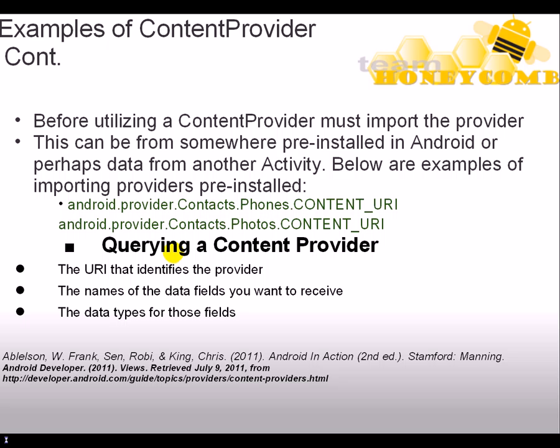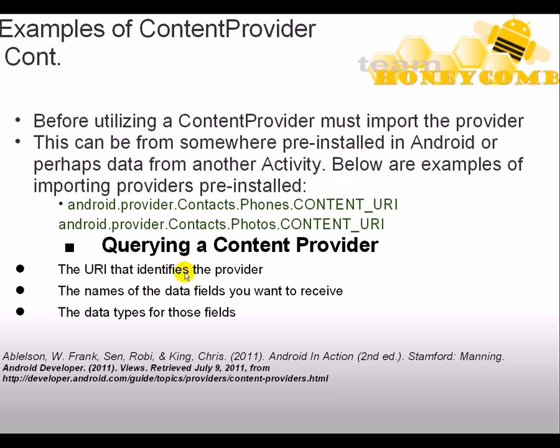Before utilizing a content provider, you must be able to import the provider. This can be somewhere pre-installed in Android or perhaps data from another activity. Below here are examples of how you would have to import if you were to utilize a content provider. In this particular example, you're using the built-in phone contact list, I think. Another one is the photos part of Android.